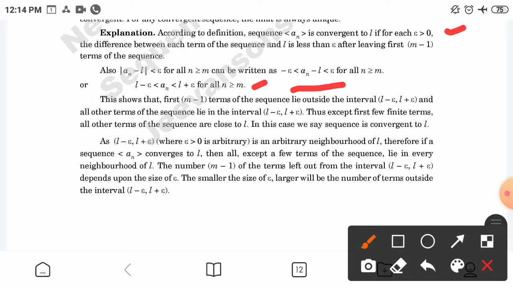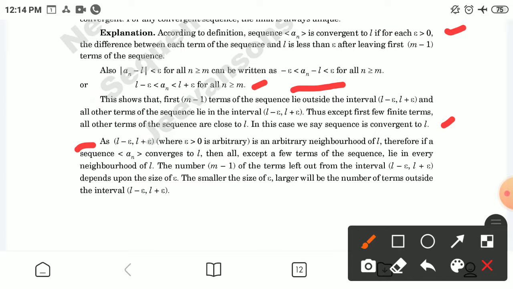This shows that the first m minus 1 terms of the sequence lie outside the interval L minus epsilon to L plus epsilon, and all other terms of the sequence lie in the interval L minus epsilon to L plus epsilon. Thus, except the first few finite terms, all other terms of the sequence are close to L. In this case, we say the sequence is convergent to L, as L minus epsilon to L plus epsilon, where epsilon is greater than 0, is an arbitrary neighborhood of L.